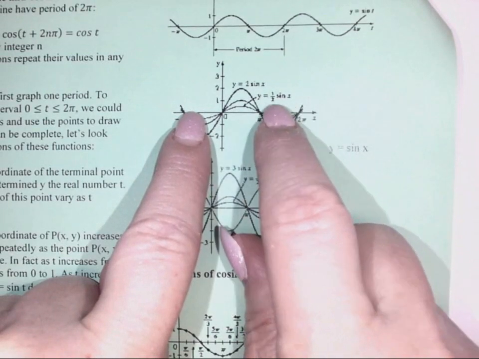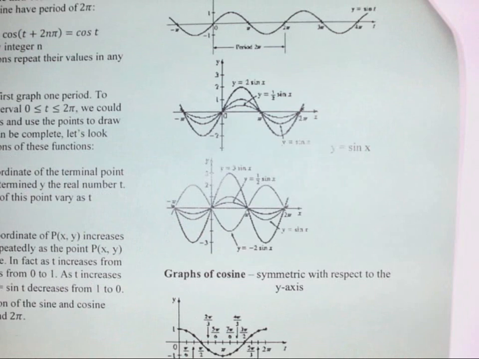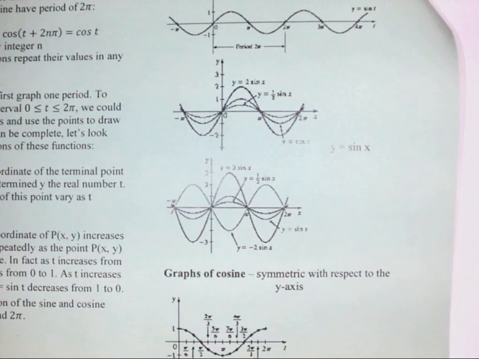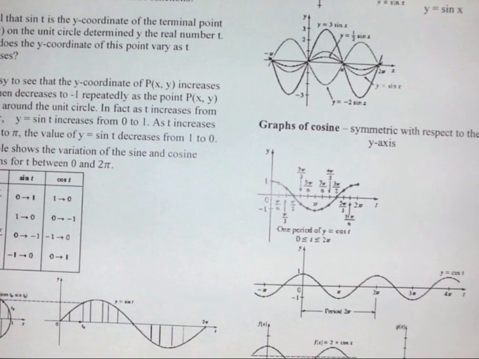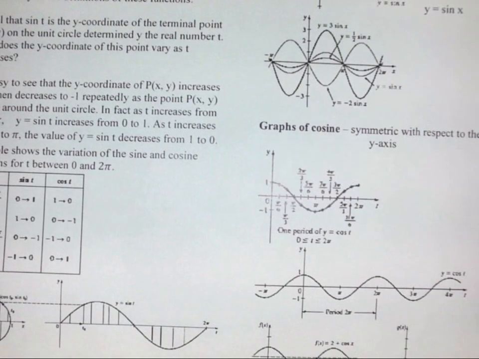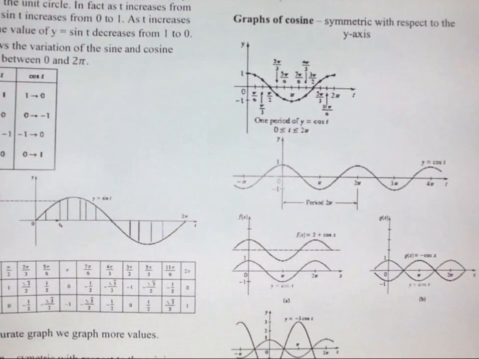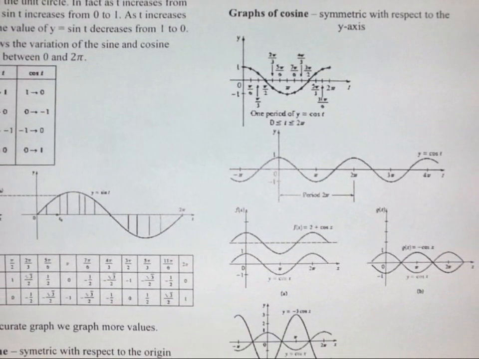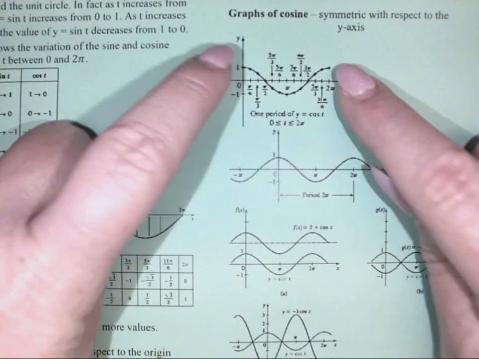And then when it's multiplied by a fraction, it's going to shrink towards the x-axis. So it's stretching and shrinking, just like we've seen when we were in college algebra. Same thing happened here. They're multiplying by 3 and multiplying by 1/2. Now for the graphs of cosine, it is now symmetric with respect to the y-axis. So this is what a period of cosine looks like.